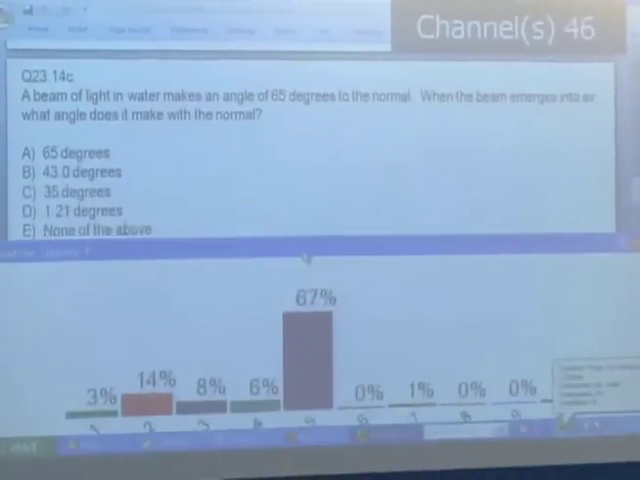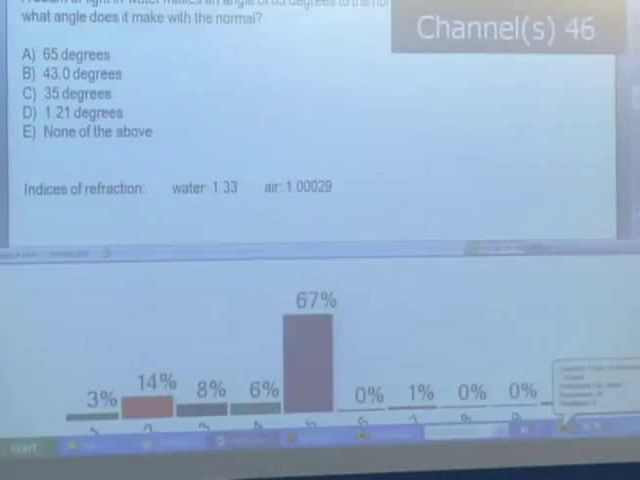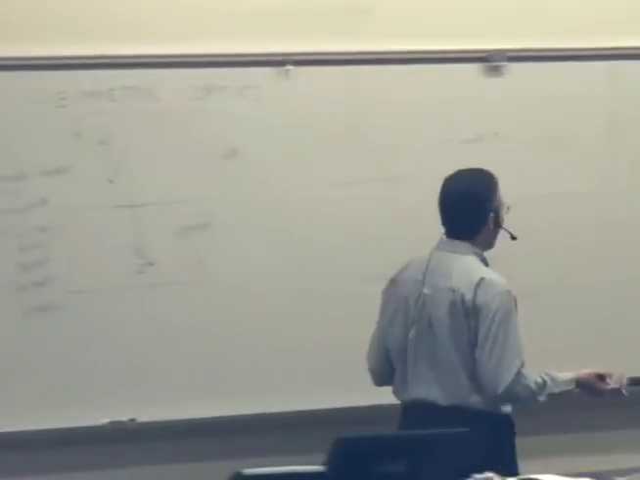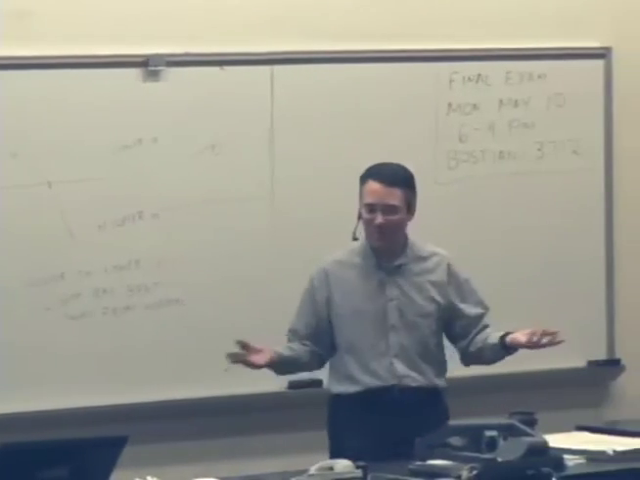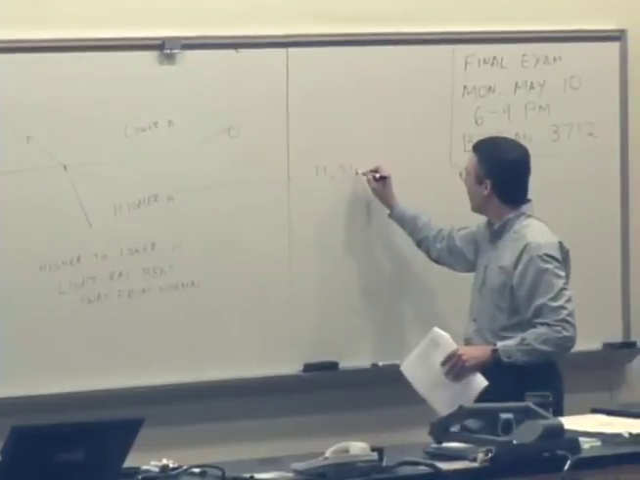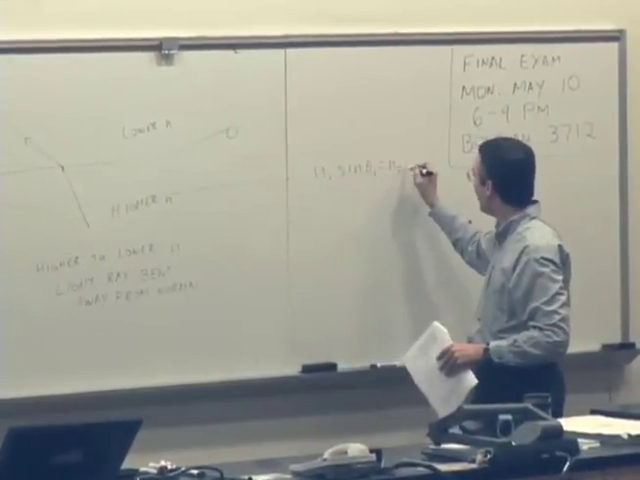Okay, none of the above, because what happened? What did you get with your calculator? Error message, right? What happens? You have a sine of an angle that's bigger than 1, right? We've got a problem. We say n1 sine theta 1 is n2 sine theta 2.